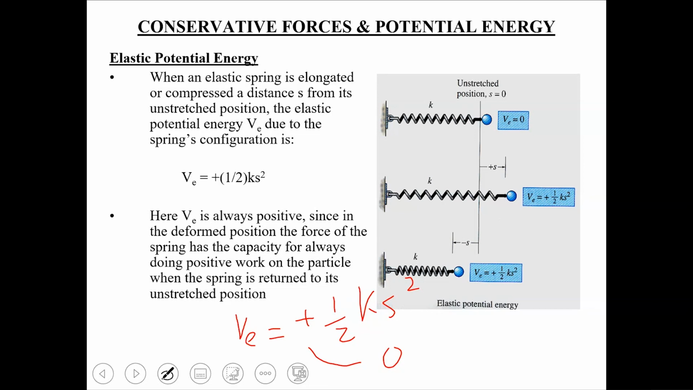So the elastic potential is going to be a positive quantity whenever the spring is displaced from its neutral position. The magnitude is going to be half ks squared. If the spring is at its unstretched position, then the elastic potential energy is going to be equal to 0. Is this point clear to all of you? Yes, sir. So if we summarize potential energy, we have two types of potential energies. One is the gravitational potential energy, which is due to weight, the other one is the elastic potential energy, which is due to the elastic spring.